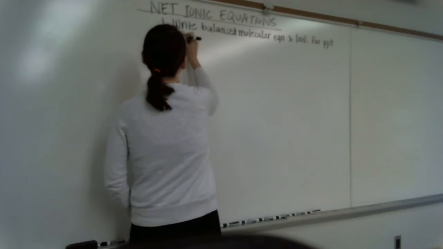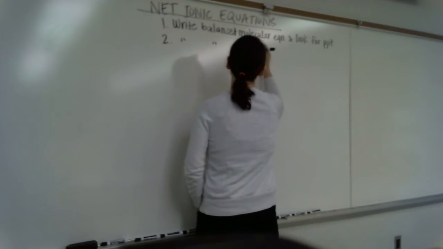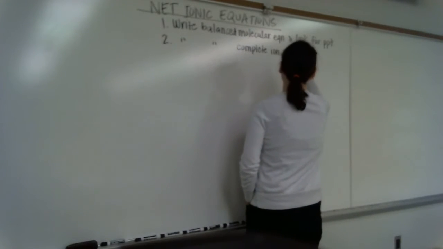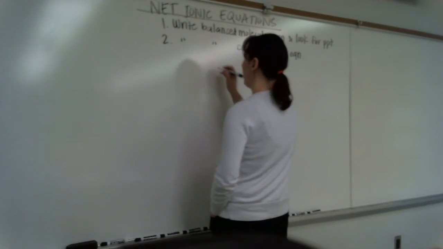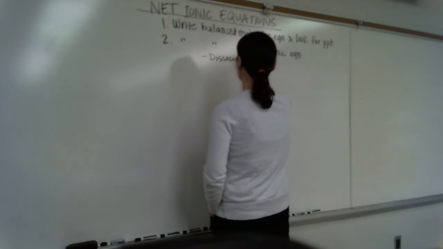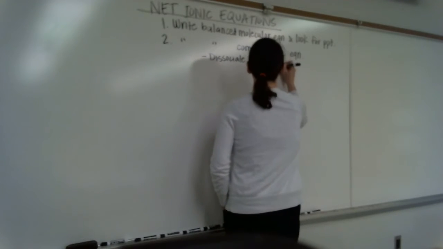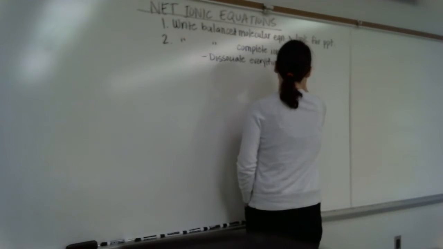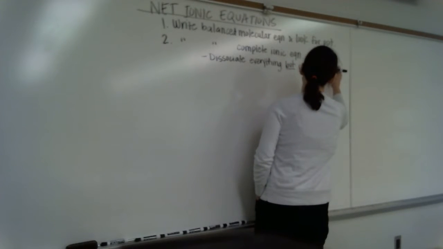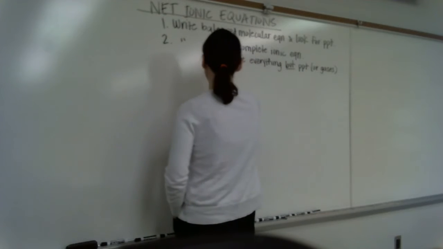Then you're going to write a balanced, complete ionic equation. So how do we do that? We dissociate everything but your precipitate, or a gas if you have gases in there. And don't forget charges.